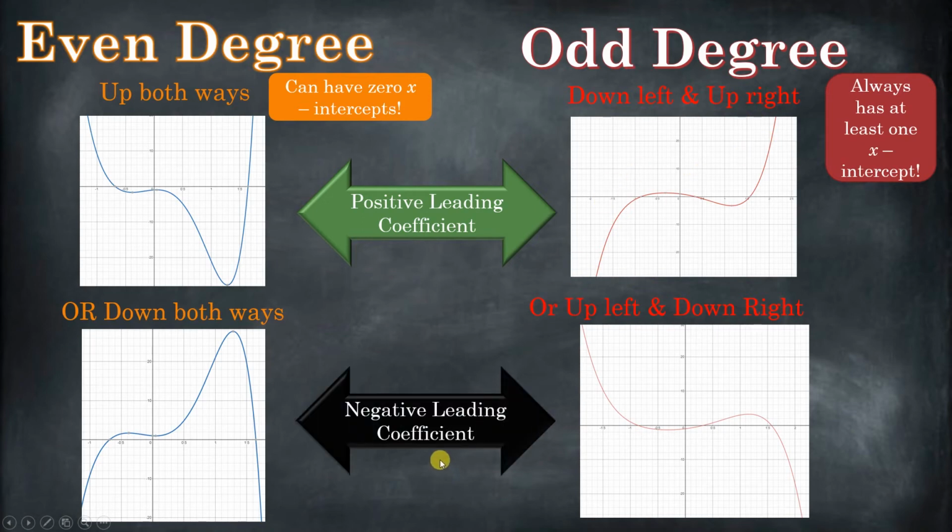Whereas the other way, let's say you have a negative leading coefficient. If you had a degree that was even, like 8, x to the power of 8, but let's say it was a negative leading coefficient, like negative 3, x to the power of 8, it's going to go down both ways. Whereas if you have a negative leading coefficient and the degree is odd, it's going to go up to the left and down to the right.